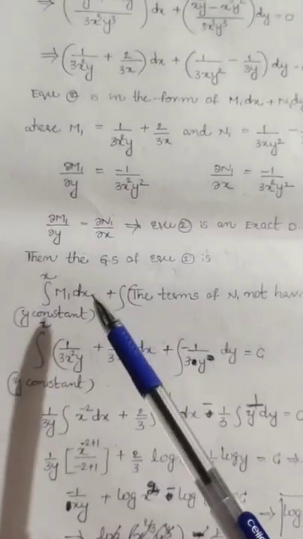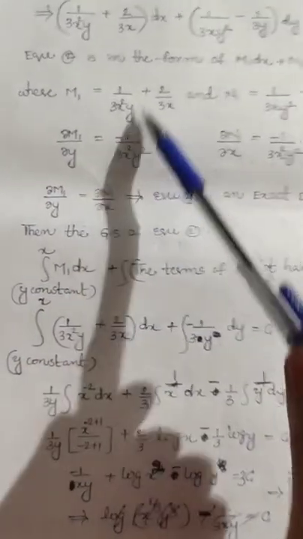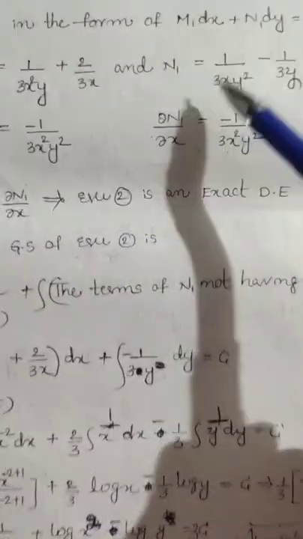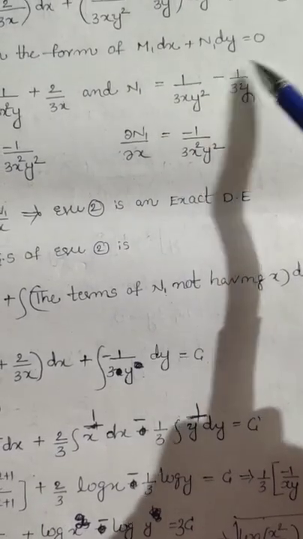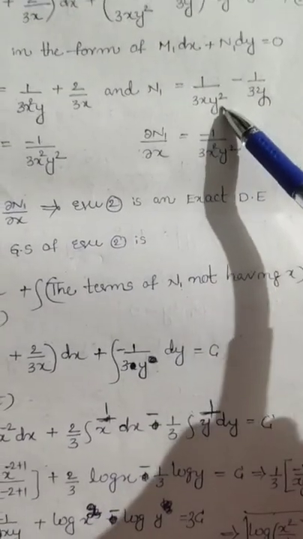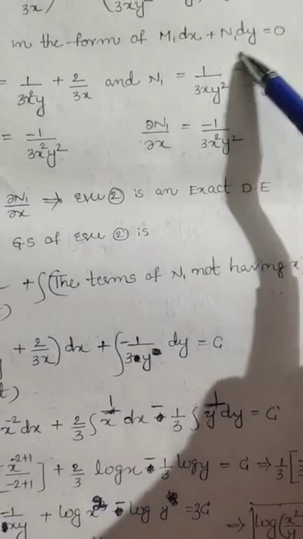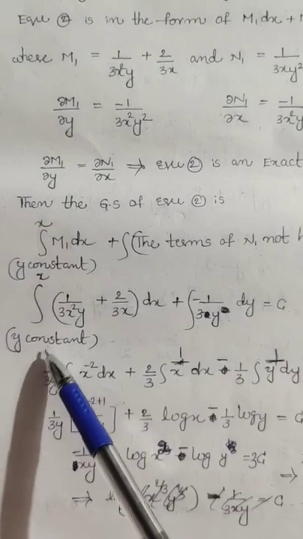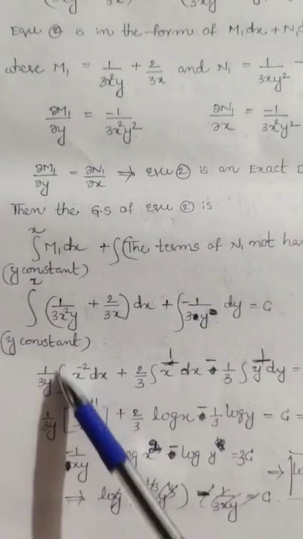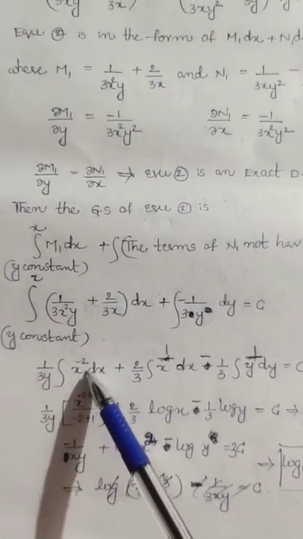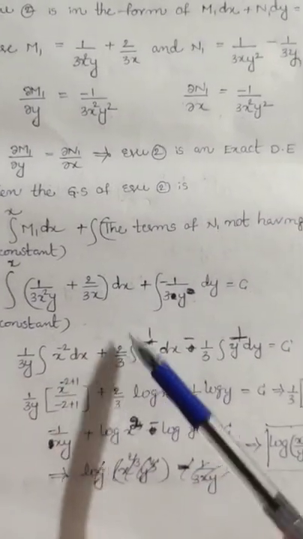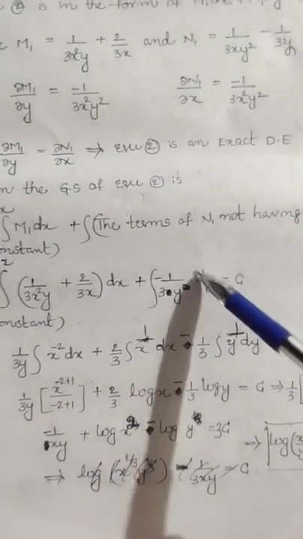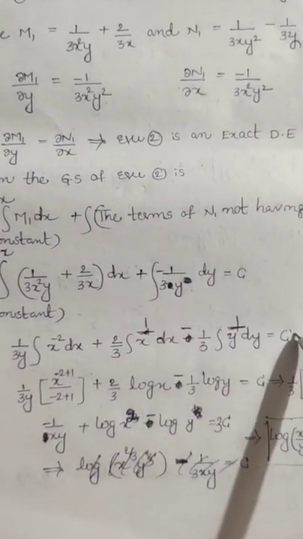Integral of 1 by 3x square y plus 2 by 3x into dx, plus, so here N1 is 1 by 3xy square minus 1 by 3y. So in this, the terms of N1 not having x, that is minus 1 by 3y into dy equal to c. So here y is constant, so 1 by 3y taking as common, integral of 1 by x square can be written as x power minus 2 into dx, plus 2 by 3 integral of 1 by x dx, minus 1 by 3 common, integral of 1 by y into dy equal to c.